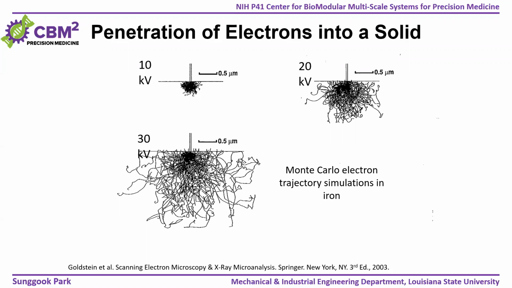So as you increase the acceleration voltage of the electron beam, now you see the scattering becomes much larger. The electron can go everywhere. So now think about this, how can we make smaller patterns? Even though you shine the electron only at this location, what is exposed becomes larger, right? So that basically limits the resolution of the electron beam lithography process.